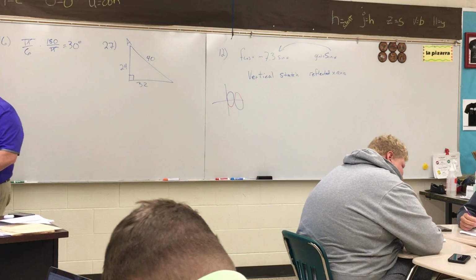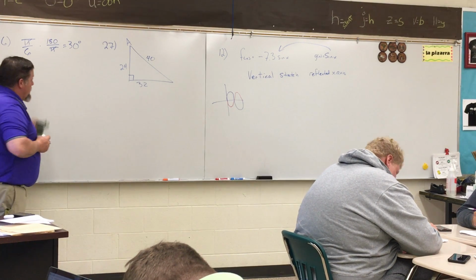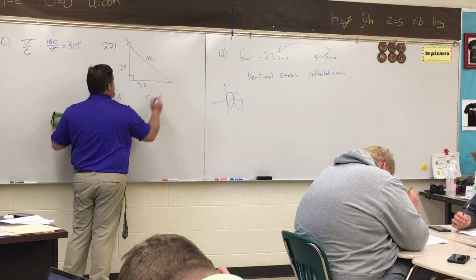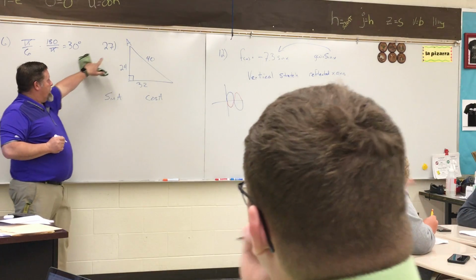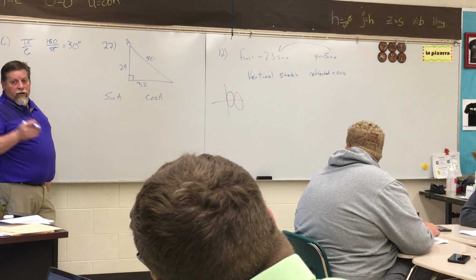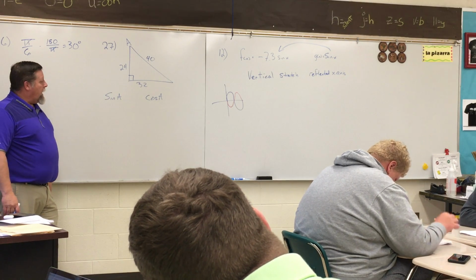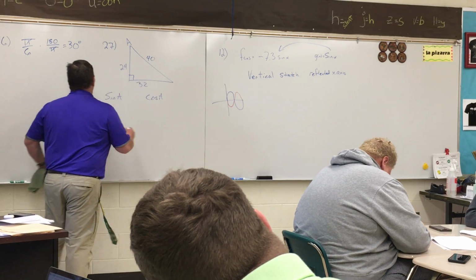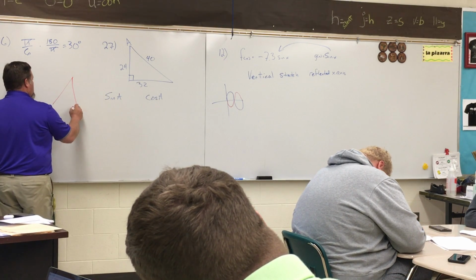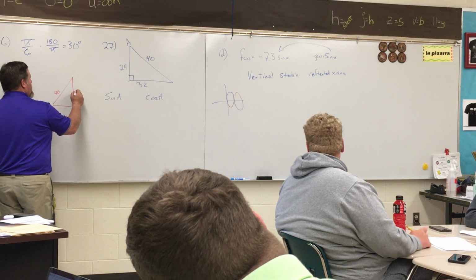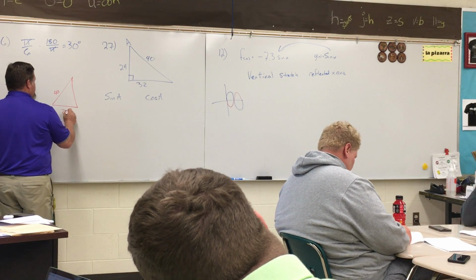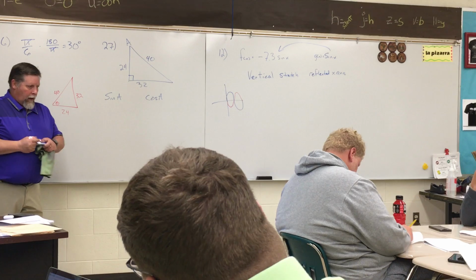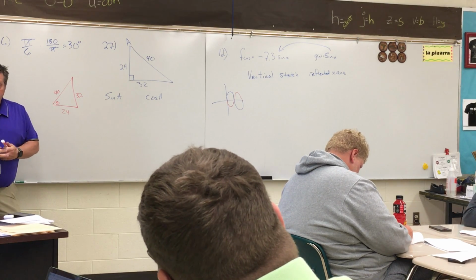It says find sine A, cosine A. Now A is up in the top corner. There's two ways of doing it. One, I can reorient it so that A is on my corner closest to my origin, which may be a little bit easier. Or I'm just gonna have to go back to old-fashioned SOHCAHTOA.